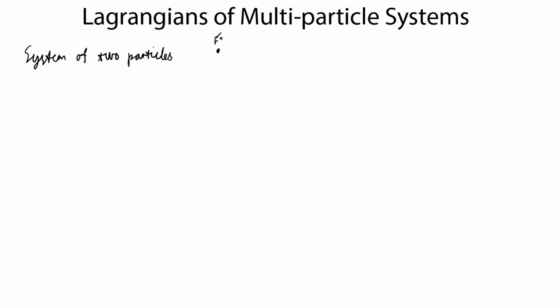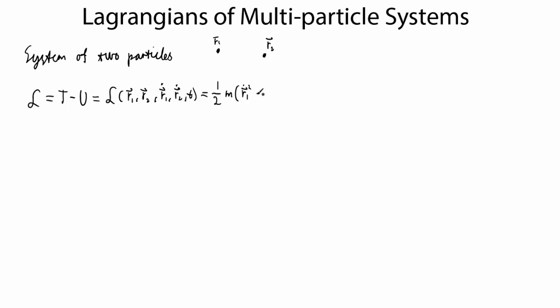So there's one here at location R1, and one over there at location R2. So we can still identify a Lagrangian, which is the kinetic energy minus the potential energy. So just to be clear now, the Lagrangian depends both on the position of the first particle, the second particle, and their velocities, and in principle also on time.